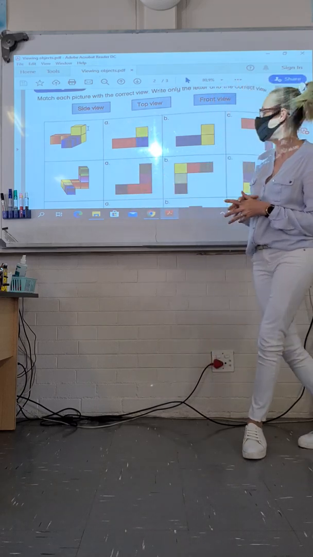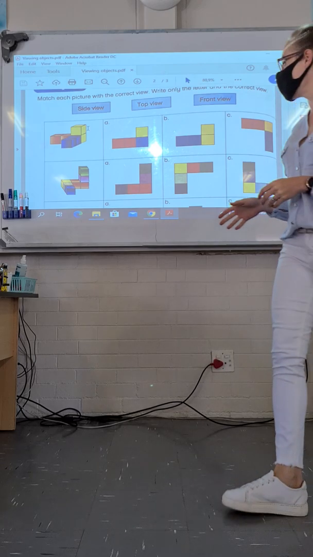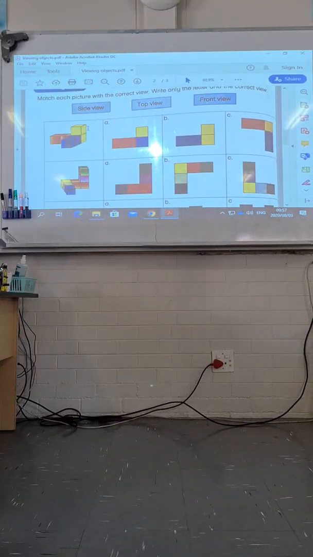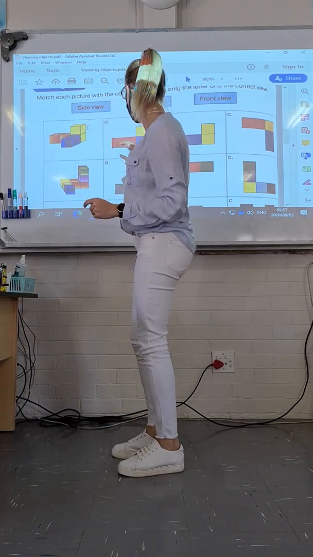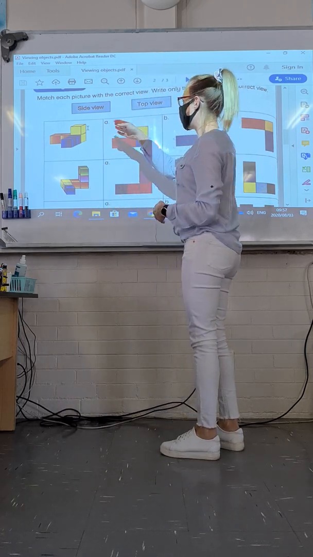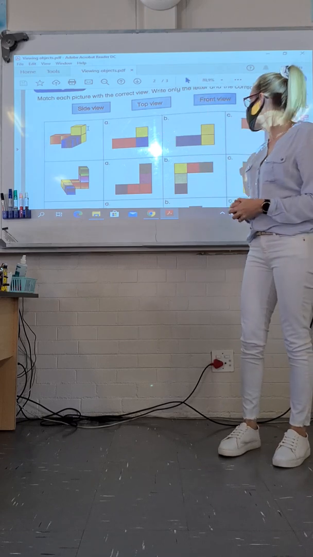What do you think, Tristy? Front? You think that's from the front? Yeah, that definitely looks like front. Because if I look at it straight on, I would definitely see two red blocks. I'd only see one blue one because they're behind each other, and I would see a yellow. I agree with Tristy. A tick.